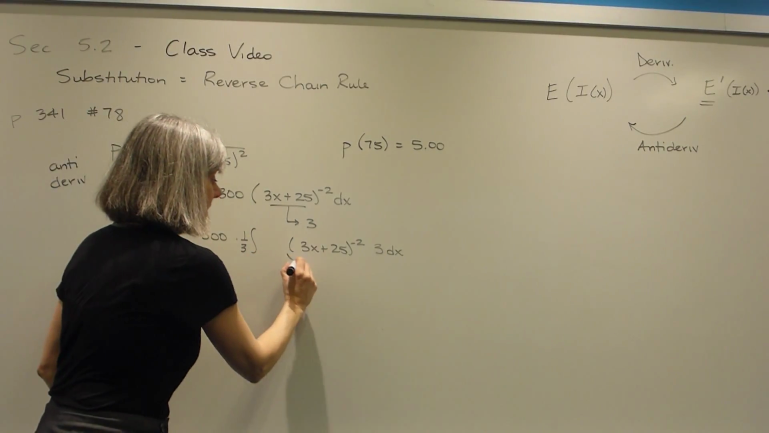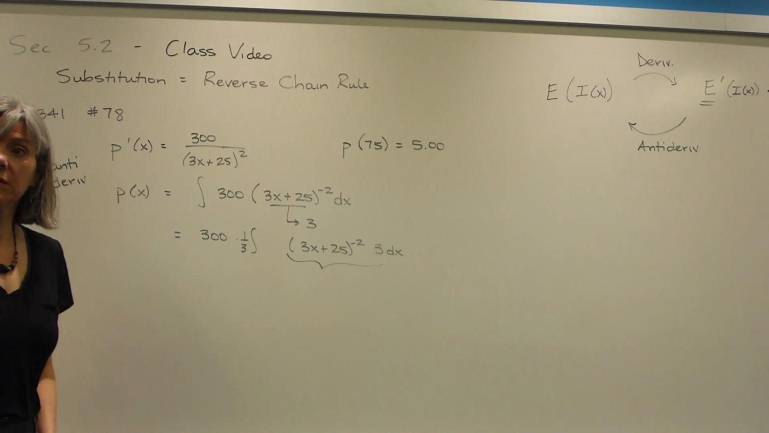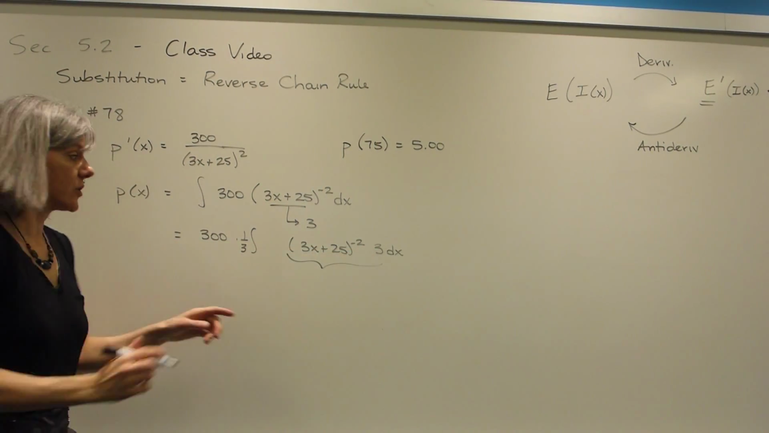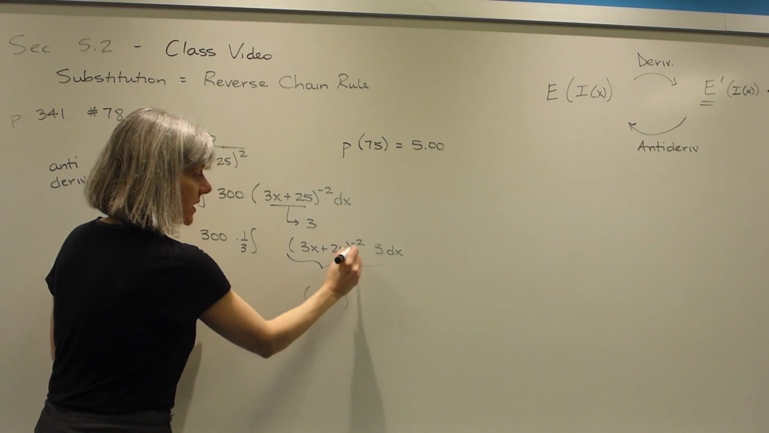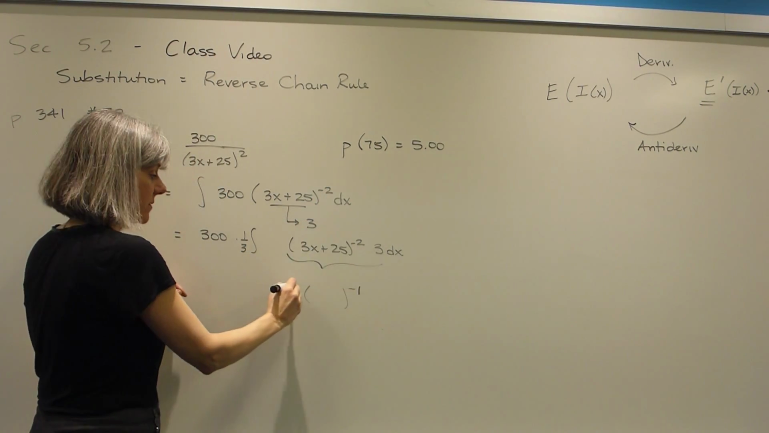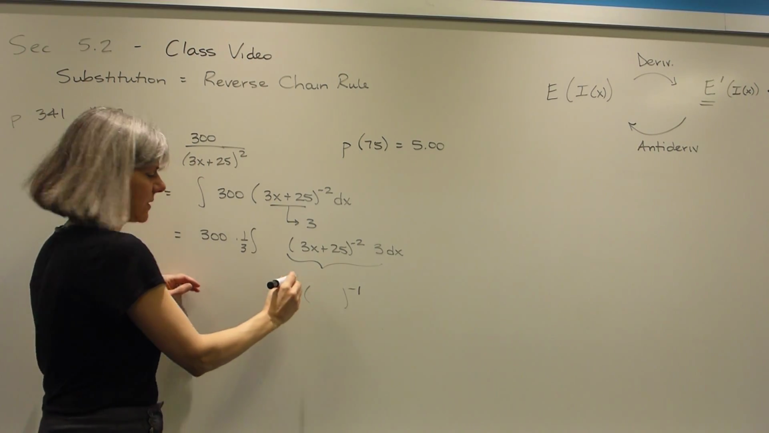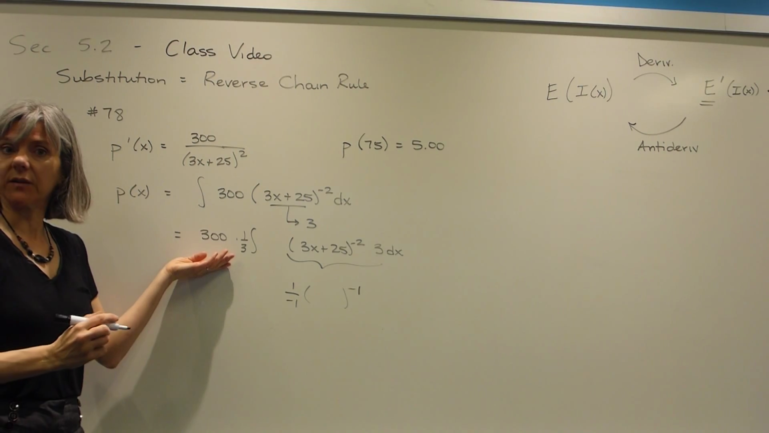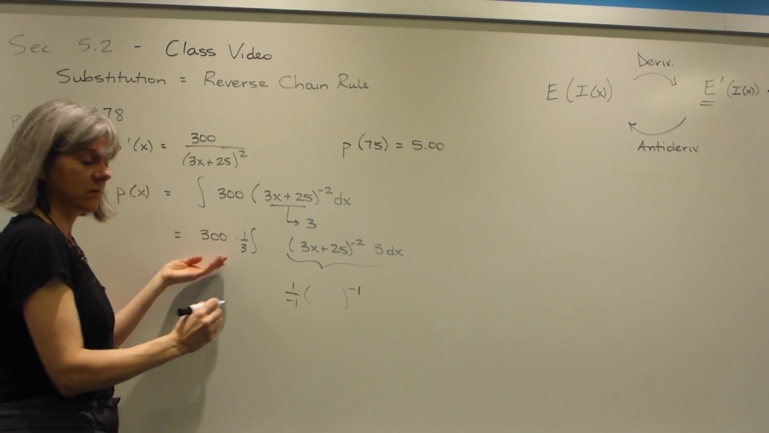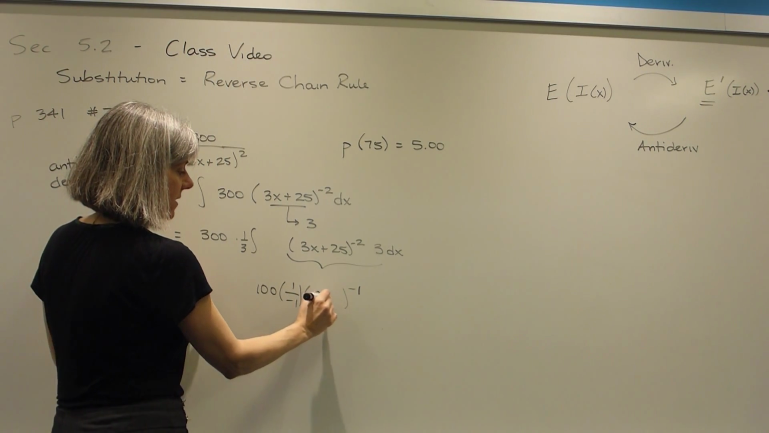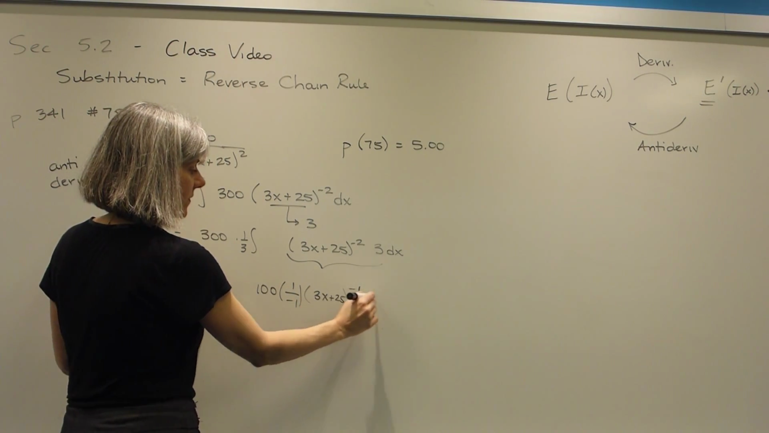So now this is complete because I have the entirety of the derivative of the inside sitting right there. So I'm going to take the negative 2, raise it by 1 to negative 1, and then divide by negative 1. And then I've got 100 sitting out front. Go ahead and put the middle back in, plus C.